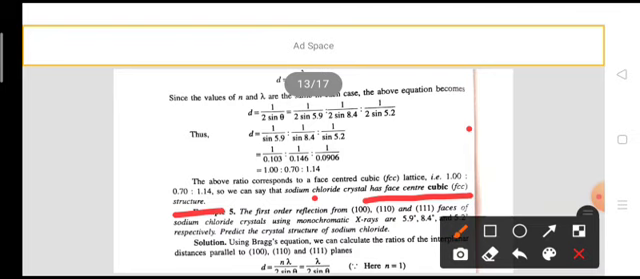So in this way we can determine the structure of different crystals by using Bragg's X-ray spectrometer. This is called Bragg's crystal rotating method. So this is the determination of structure of crystal by using Bragg's crystal rotating method. It is very important for your final examination.